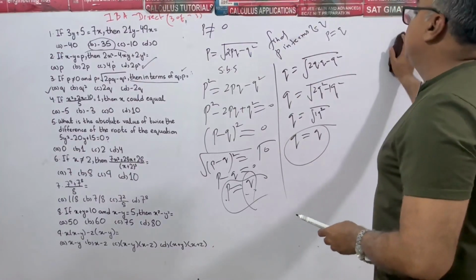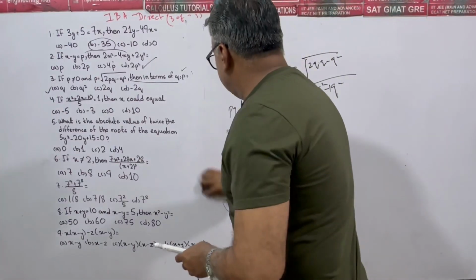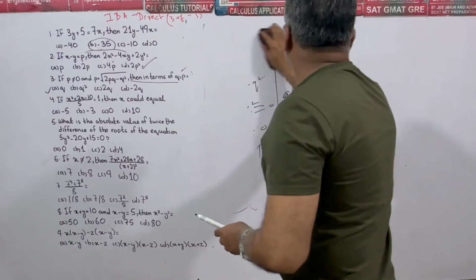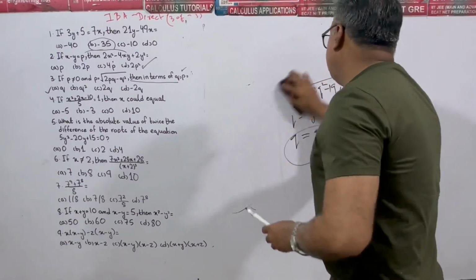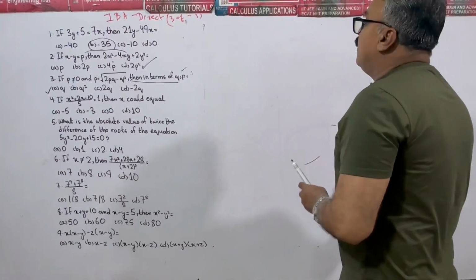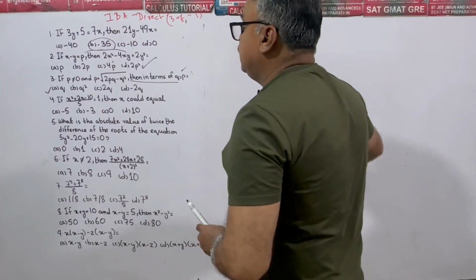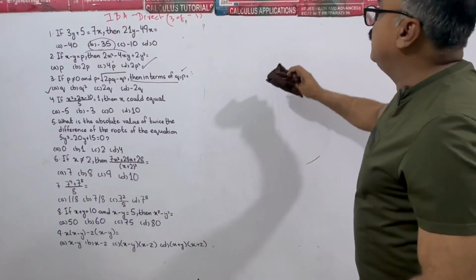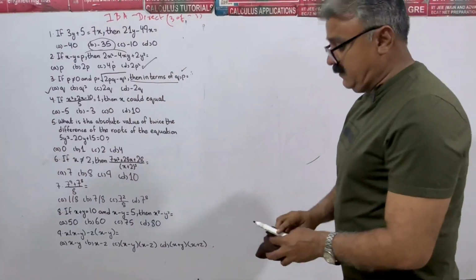Moving one step further towards question number 4. Let's see and find out. What sort of question is this? If x square plus 2x minus 10, divided by 5 overall, is equal to 1, then what could be the value of x?